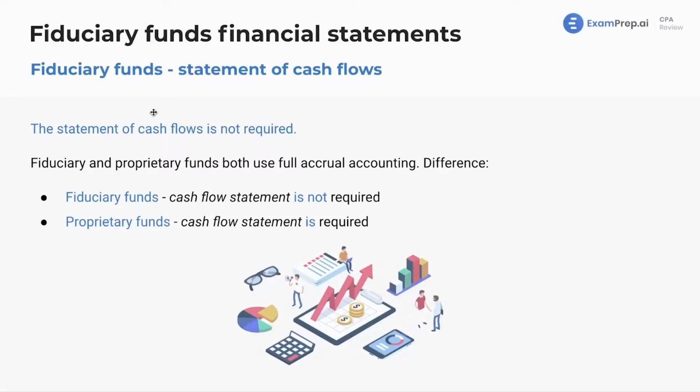Couple last points. So the statement of cash flows is not required for fiduciary funds. We use the statement of cash flows for the proprietary funds only. So we don't use it for the governmental fund either, because cash flows, right? This is going to be cash in and out. This is going to be business activities. So these use full accrual accounting, the both funds, but cash flow is only required for the proprietary fund.